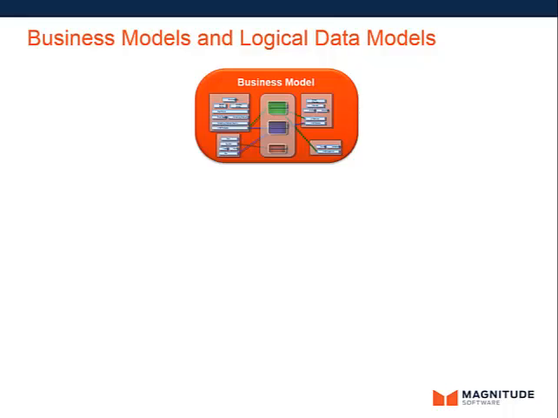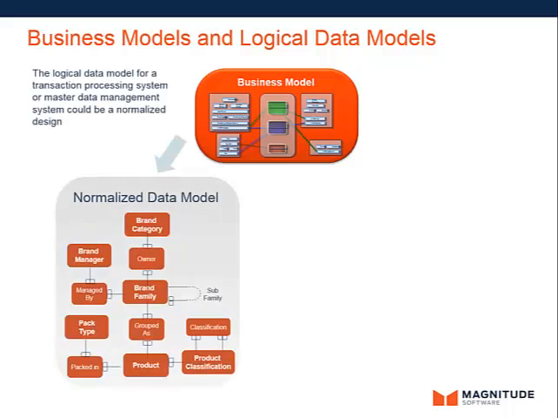So first of all, let's think about how we might make a logical data model that is consistent with this business model. And we might choose to make a normalized data model. Now, a normalized model enables you to hold information only once. So it's really good for transaction processing systems, and it's really good for master data management systems.